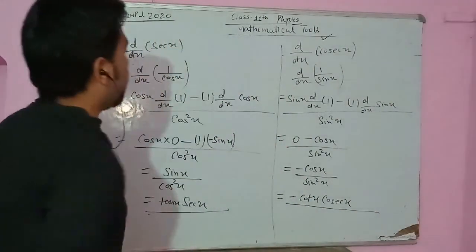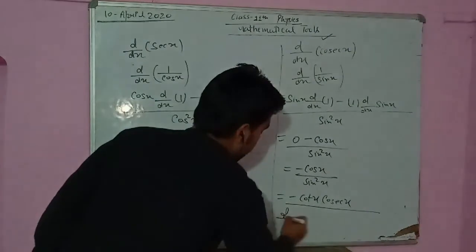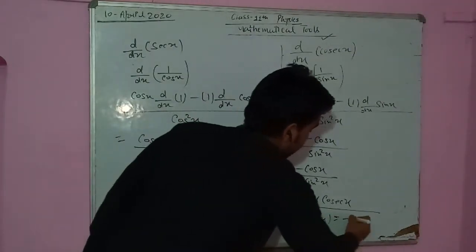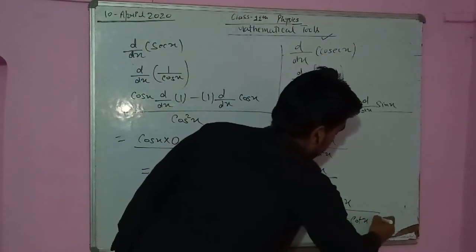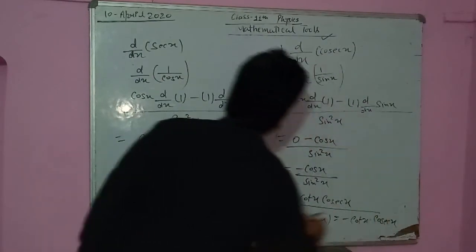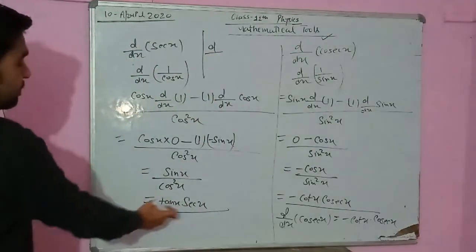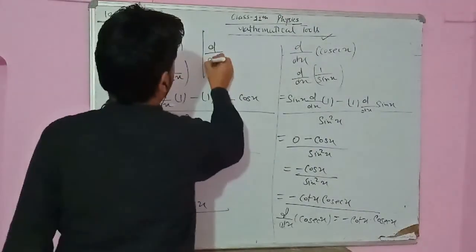So if someone asks what is d upon dx cosec x, we should know it perfectly: minus cot x into cosec x. What is the differentiation of sec x? We have solved it already: sec x into tan x, or tan x into sec x.